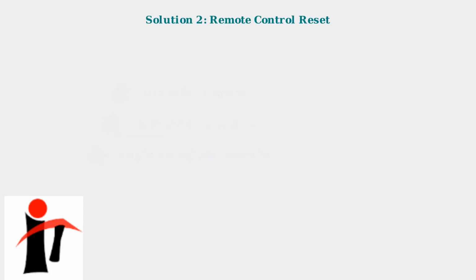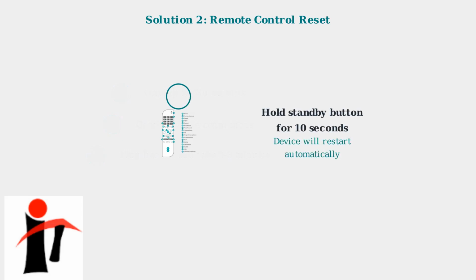If power cycling doesn't work, try a remote control reset. Hold the standby button on your remote for 10 seconds. The device will restart automatically, which can resolve persistent freezing issues.